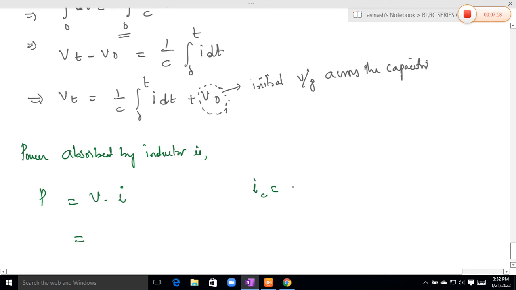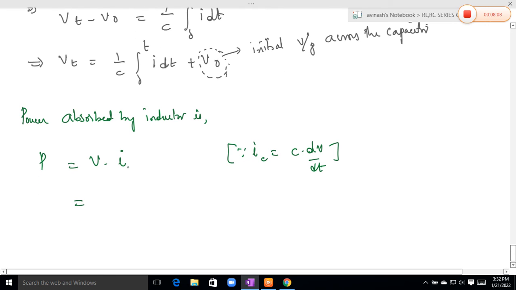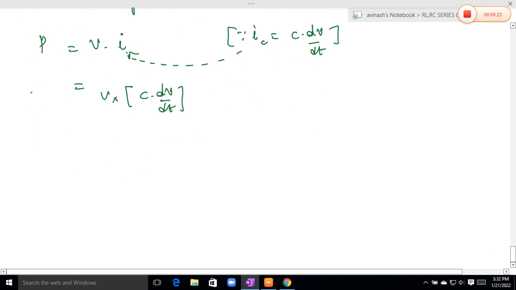Current through the capacitor is nothing but C times the derivative of the voltage. At the start of the derivation we have written that. Substitute the value of this I over here. V into what? What is the current through the capacitor? C times dV by dt. So that is the power value. Power P is equal to V into C into dV by dt. This will be equation number 3.